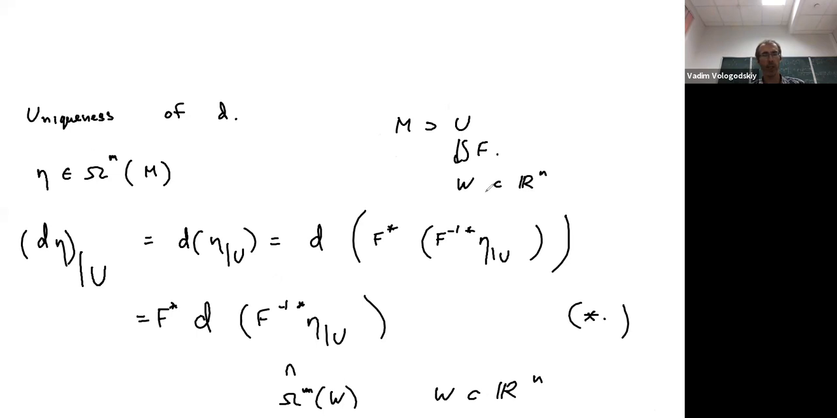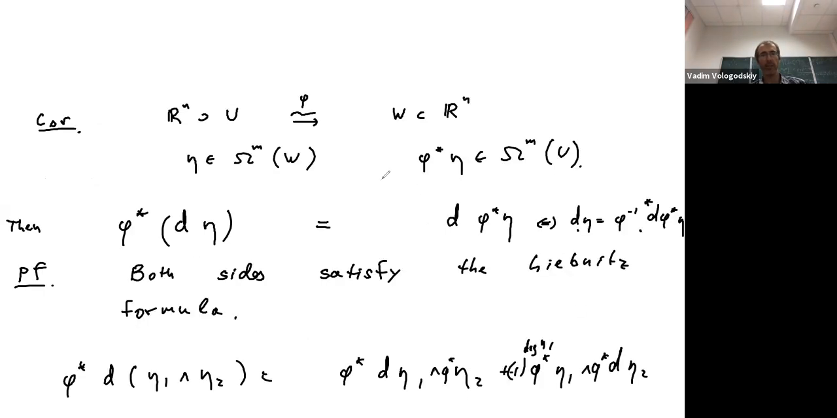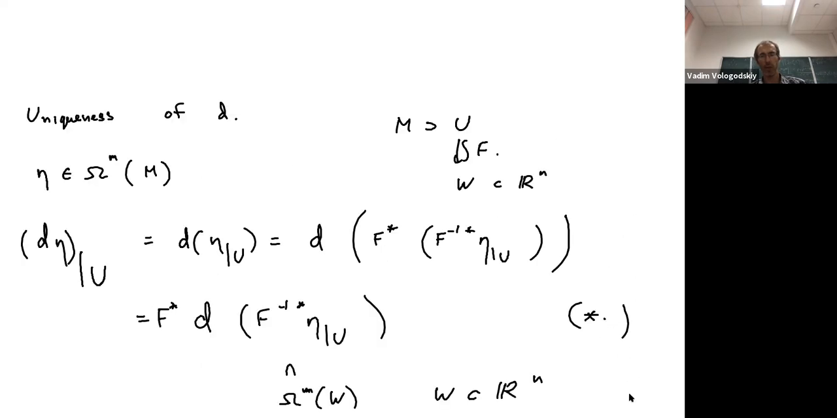You pick an open chart, and then you define the restriction of d eta to U. We have the formula, and all you need to show is that these guys glue. So it means that if you have two open charts, then these forms agree on the intersection. But this is immediate. So what does it mean that you have two charts?